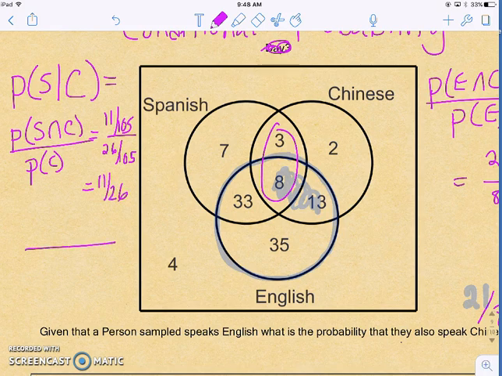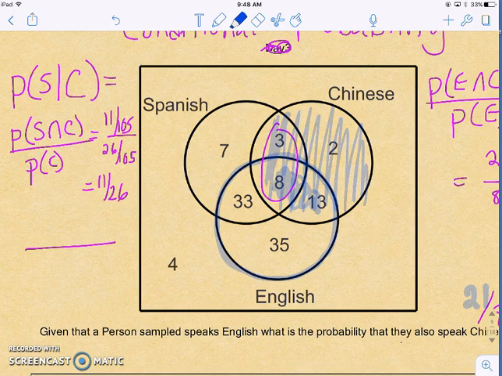I have a hunch you probably could have looked at this and just said, given they speak Chinese, so here's everybody that speaks Chinese. So 15, 16, 17, 18. So there's 26 that speak Chinese. Of that 26, 11 speak Spanish.